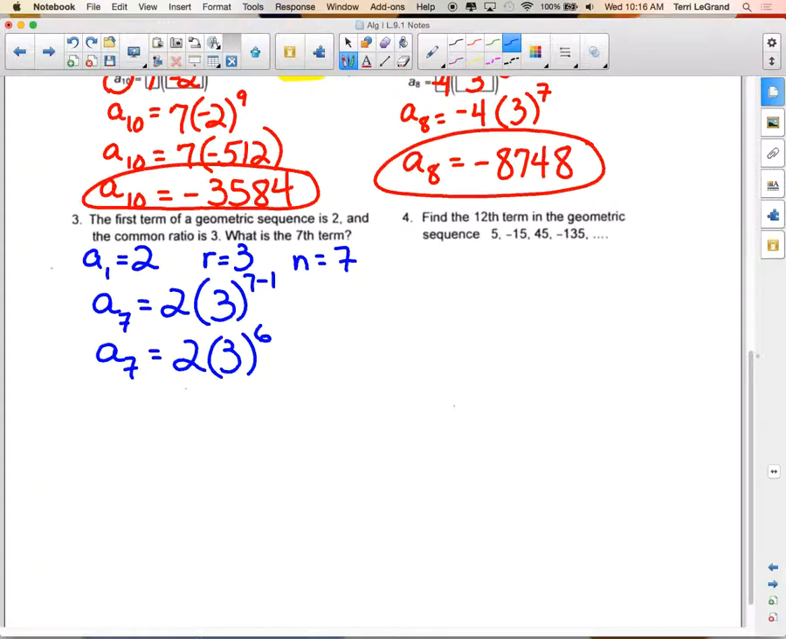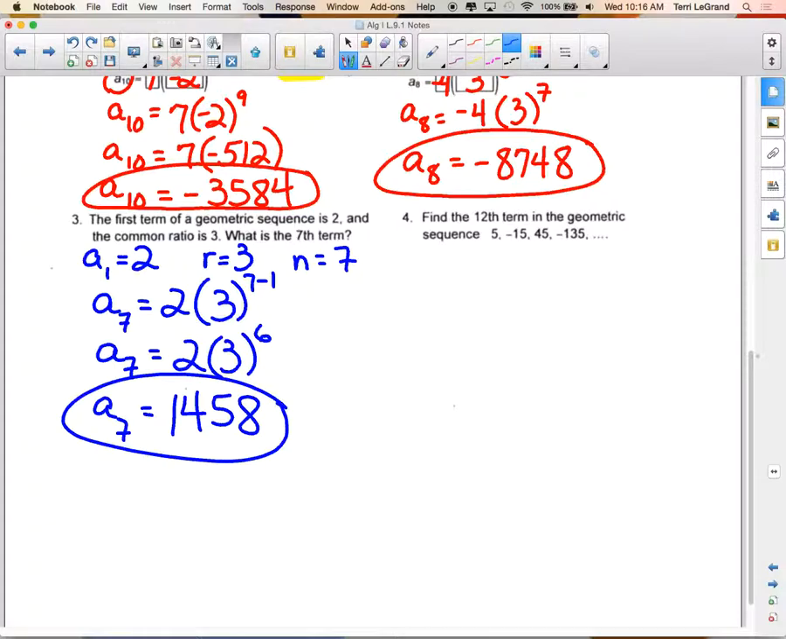And what do we get? The 7th term is 1,458. Okay. Seem reasonable? Because they're all positive. How do we know they're all positive? They didn't give us that. Common ratio is positive. Yeah. Common ratio is positive. It started with positive, so we can expect that, and it's an R value greater than 1, so will it grow or will it decrease? It better grow. Did ours grow? Yeah. Okay.